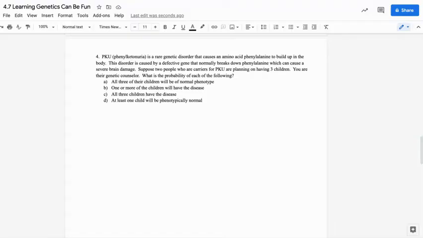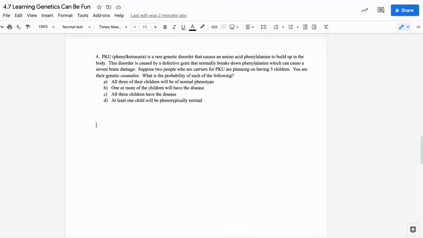Okay, here is another simple Mendelian genetics problem, but we're going to use probability for this. So some new learning is coming up here. PKU, phenylketonuria, is a rare genetic disorder that causes an amino acid, phenylalanine, to build up in the body. This disorder is caused by a defective gene that normally breaks down phenylalanine, which can cause severe brain damage. It's a recessive trait.